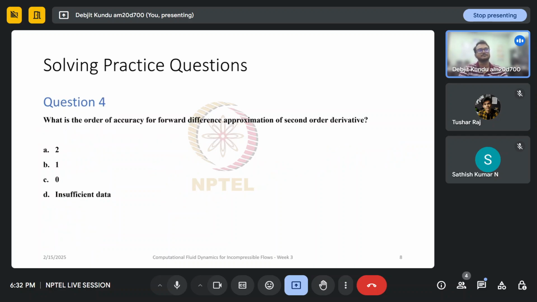We'll move on to question number 4 now, which is asking us what is the order of accuracy for forward difference approximation of a second order derivative, so d²f/dx². And I'm using forward difference approximation for this. So if I do that, what will be the order of accuracy of that? Will it be option A, 2? Option B, 1? Option C, 0? Or option D, insufficient data?